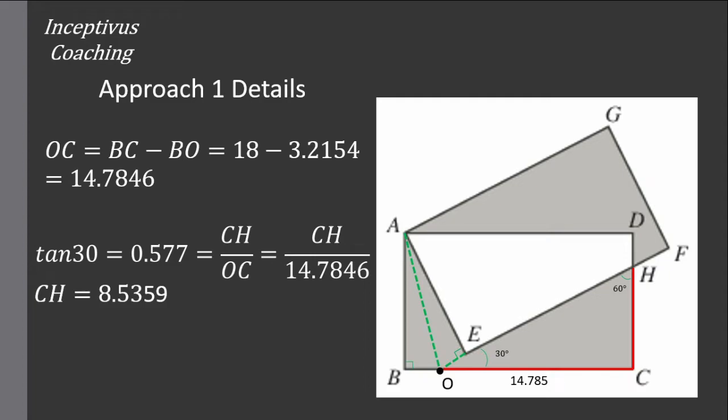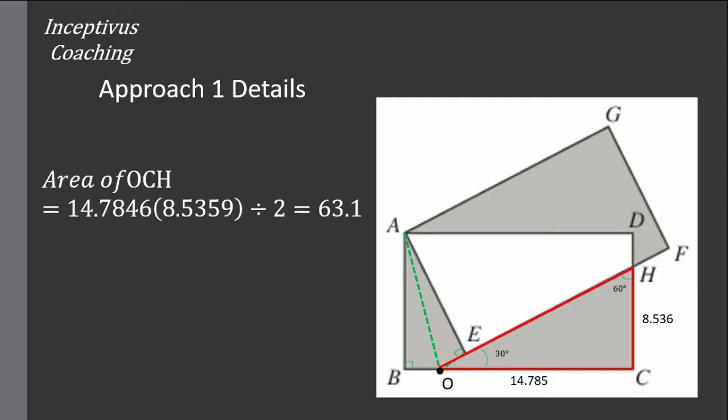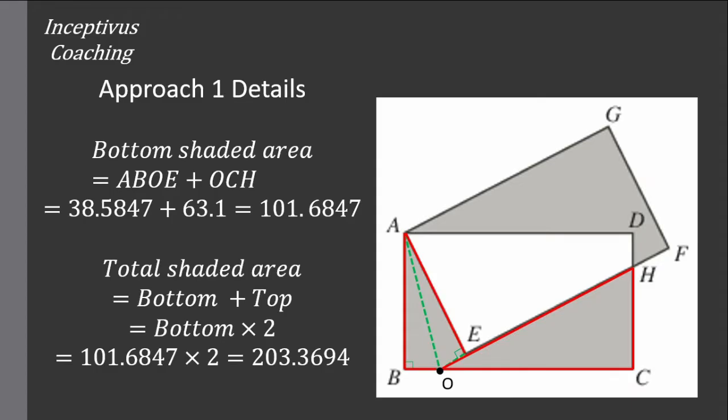So you have the base, you have the height, calculate the area of OCH, and that is about 63.1. Now piece these two shaded regions together, then you have the entire shaded region on the bottom, which is 101.68. And then multiply that by 2 to get both shaded regions' areas, and that is about 203.3694.